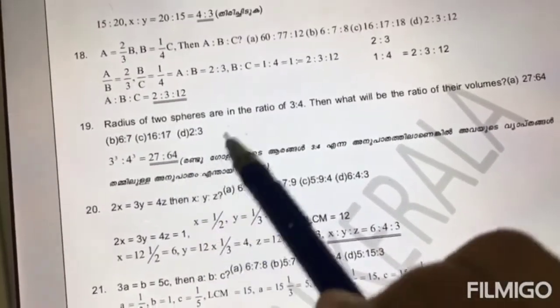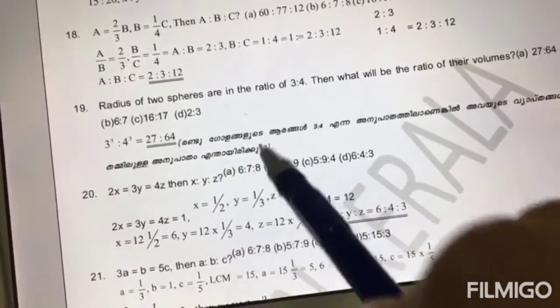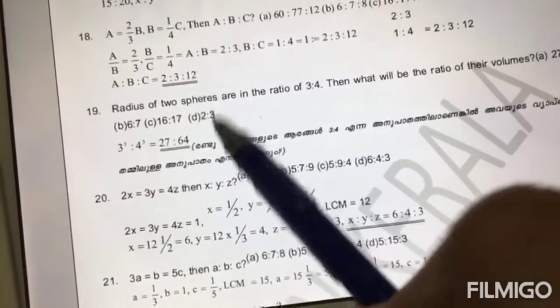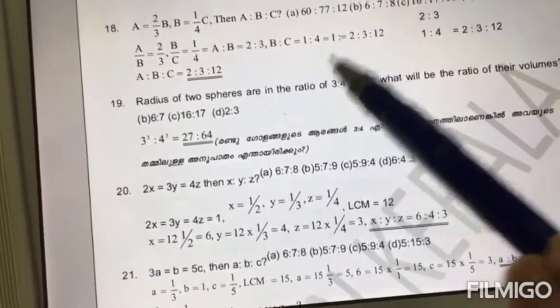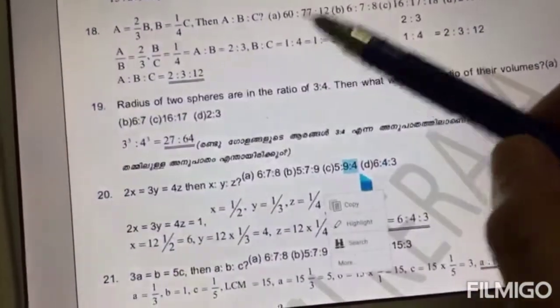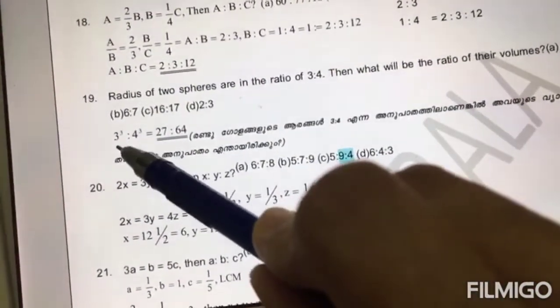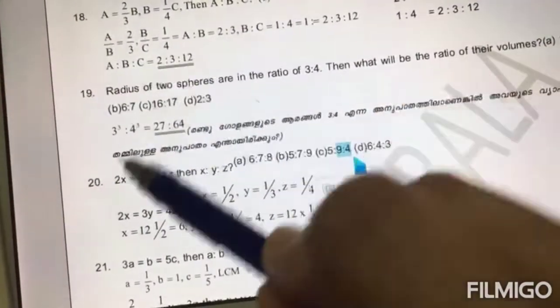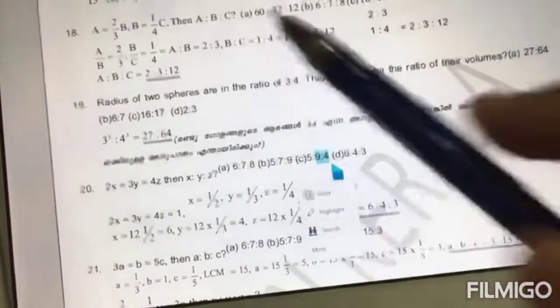Even if you use the formula 4 pi r cube divided by 4 pi r cube of the second sphere, 4 pi will get cancelled. Sorry, the formula is 4 by 3 pi r cube. If you use the formula itself, then in the numerator and denominator, 4 by 3 pi will get cancelled, and you'll simply have radius cube of the first sphere divided by radius cube of the second sphere, which you can even do it this way. This is a shortcut.